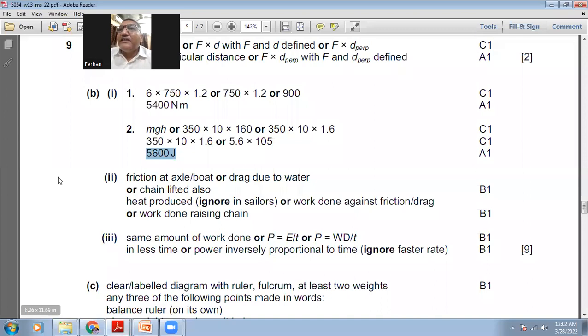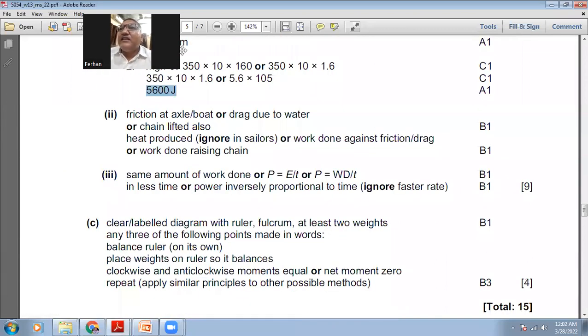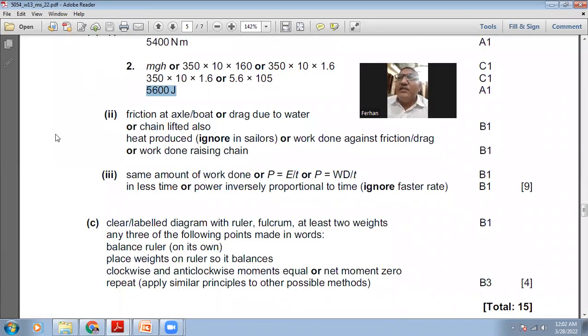So let's check from the marking scheme. It says the friction at the axle, or drag due to water. The anchor also feels the drag of the water, and chain lifted also, heat produced, ignore in sailors, or work done against friction, or work done raising the chain. So when you have done work raising the chain, your energy is wasted.